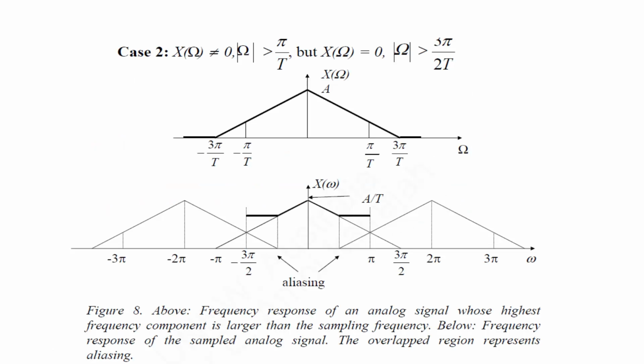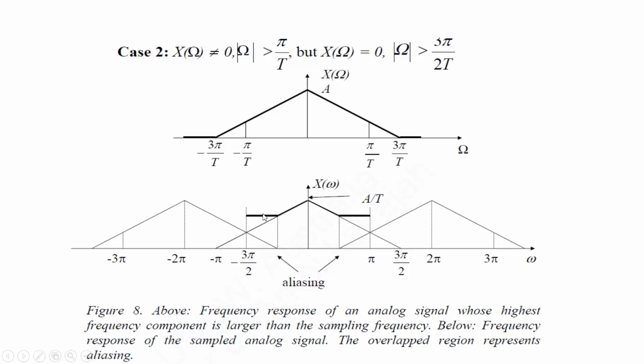Very important result. Now, let's take the second case where the analog spectrum is not 0 beyond minus pi by T and plus pi by T. This part of the diagram, figure 8, shows that X of capital omega is not 0 outside minus pi by T to pi by T. So that means the analog spectrum extends beyond minus pi by T to pi by T. And once you do the analog to digital conversion process on this signal, the digital signal will repeat from minus pi to pi, right? So it goes from here to minus pi.